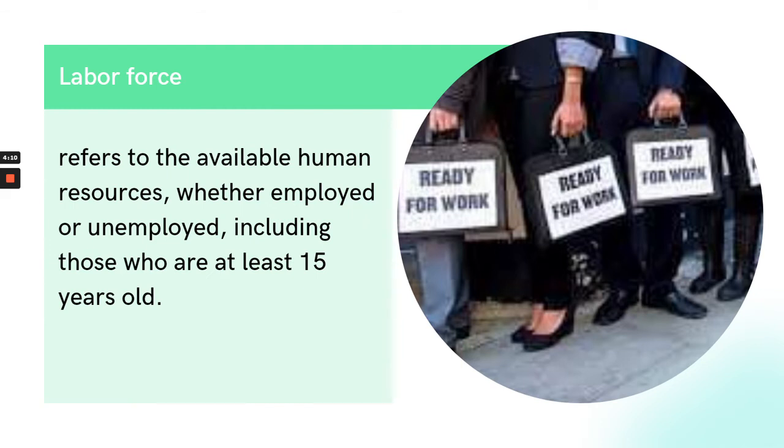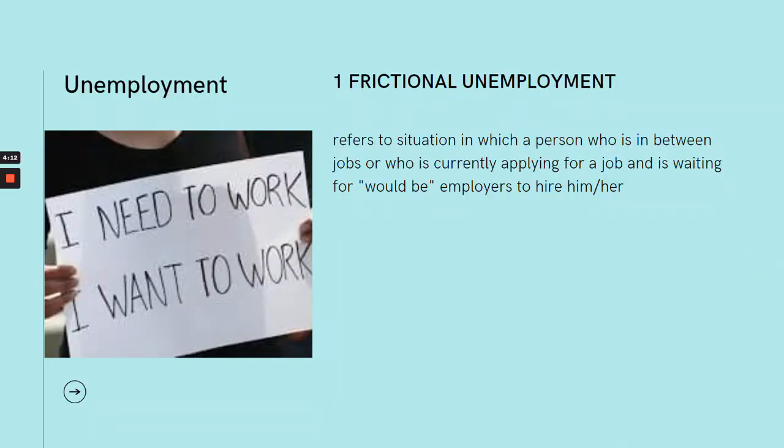So there are types of unemployment. Unemployment can be frictional unemployment. When we say frictional unemployment, it refers to a situation in which a person who is in between jobs, or who is currently applying for a job, is waiting for a would-be employer to hire him or her.